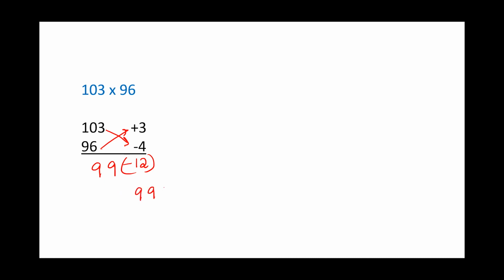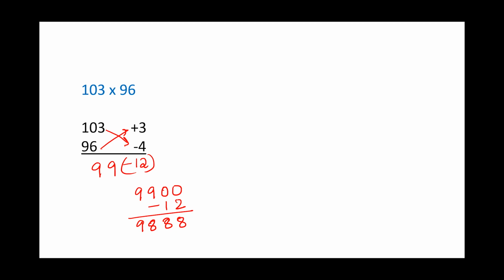So your final answer will be 9900 minus 12. So your final answer will be 9888. Right? So minus 12, there was a deficit. When you had excess, you gave it to the neighbor. So when you have a deficit, you borrow from the neighbor. So you borrow from 9, right? And you get the answer as 9888.